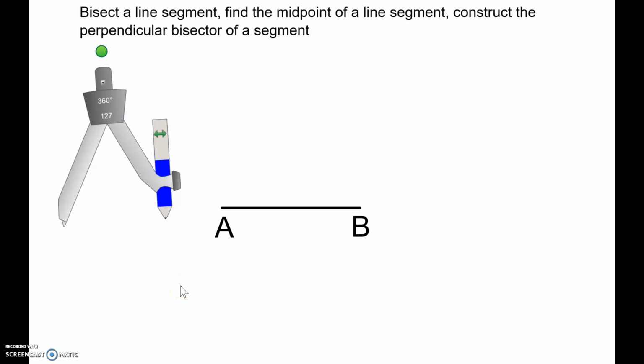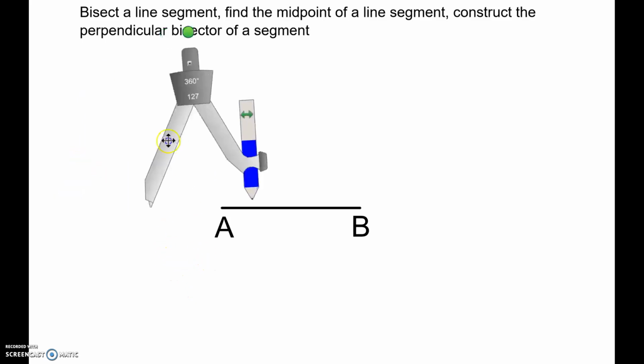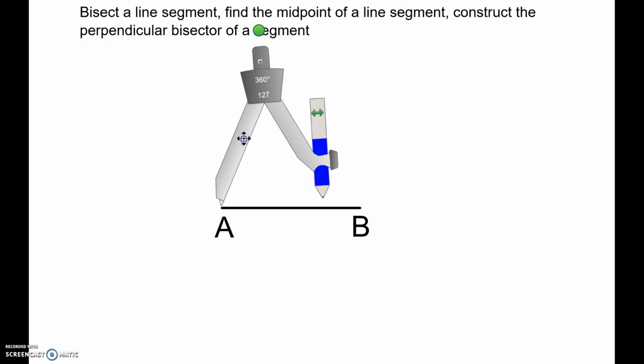I'm going to bisect a line segment, find the midpoint of a line segment, or construct the perpendicular bisector of a segment. The first thing I'd like to do is draw circle A, radius AB.